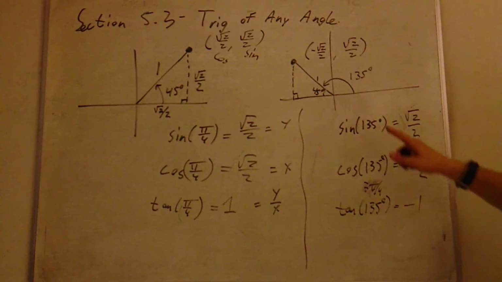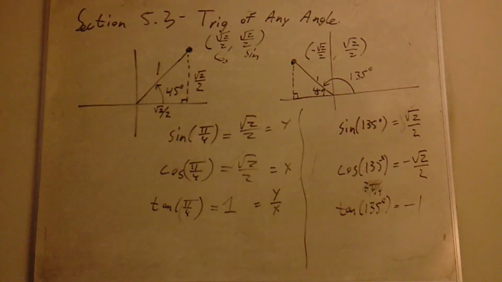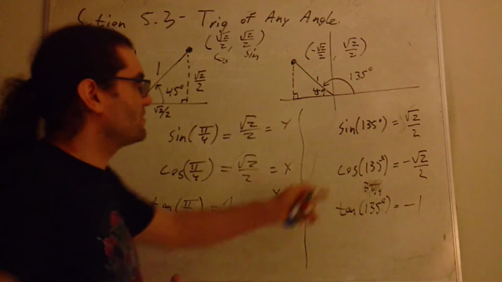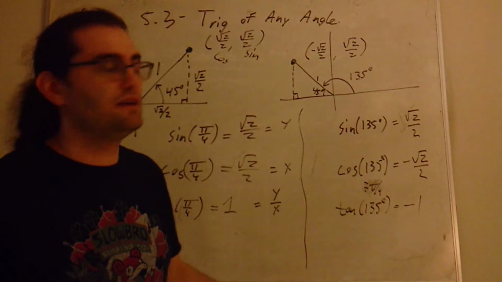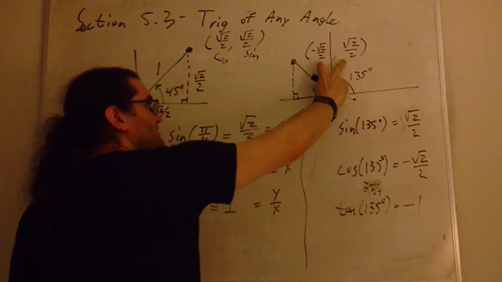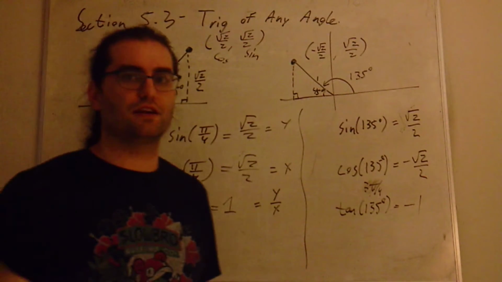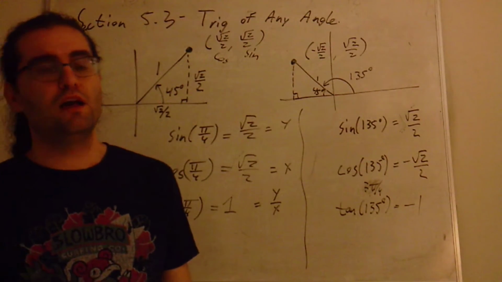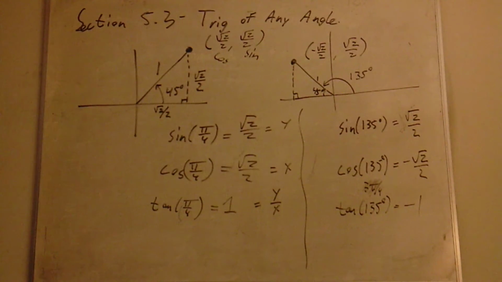So these angles that don't go in triangles, we can still make triangles out of them using the coordinate axes. We can still get these points, and as long as we can get these points, we can find sine and cosine values. That's what this section is all about. We're going to go through a couple more examples, and then we'll switch to a new video.